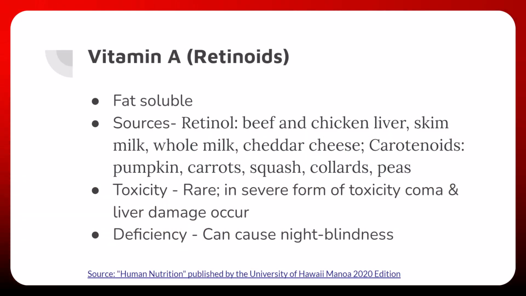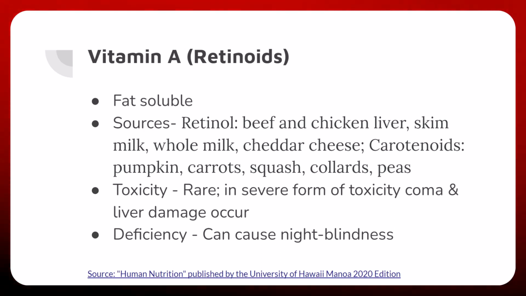Okay, so next we're going to talk about vitamins. First is vitamin A, and those are the retinoids. This is a fat-soluble vitamin. So vitamins are either water-soluble or fat-soluble. So sources of this vitamin are retinol, beef and chicken, particularly the liver, skim milk, whole milk, cheddar cheeses, and then the carotenoids, pumpkin, carrots, squash, collards, and peas. And then a toxicity of vitamin A is rare, but a severe form of toxicity could result in coma and liver damage.